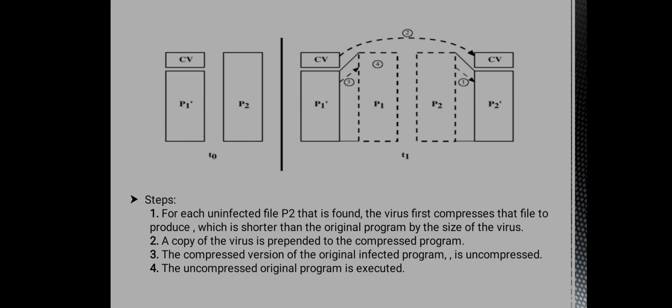The figure illustrates the operation. We assume that program P1 is infected with the virus CV. When this program is invoked, control passes to its virus, which performs the following steps. First, for each uninfected file P2 that is found, the virus compresses that file to produce a version that is shorter than the original program by the size of the virus. Second, a copy of the virus is prepended to the compressed program. Third, the compressed version of the original infected program is uncompressed. And fourth, the uncompressed original program is executed.